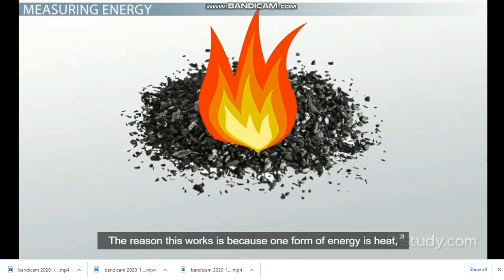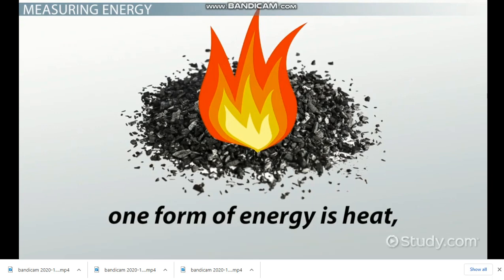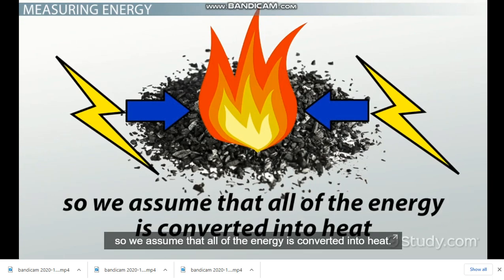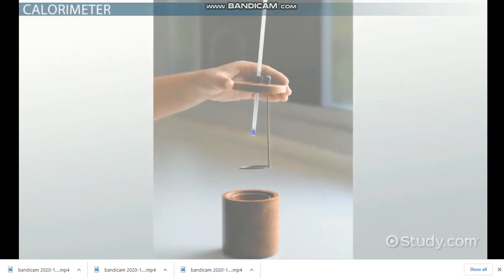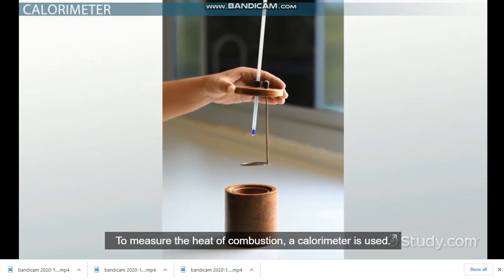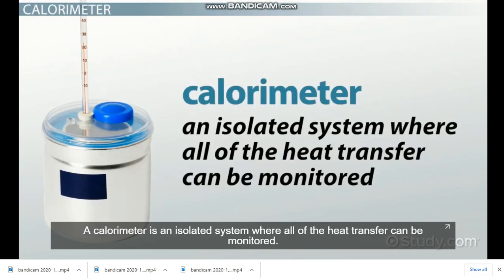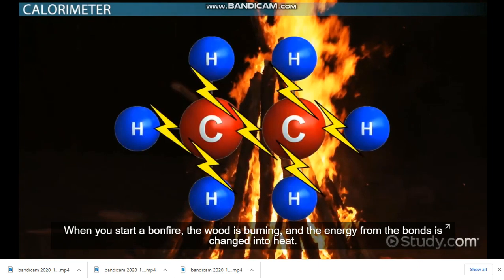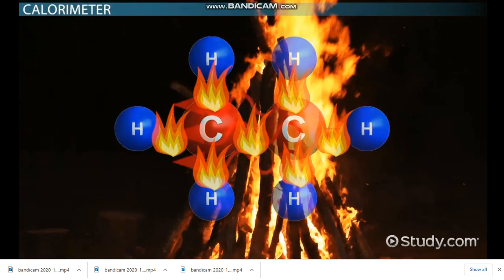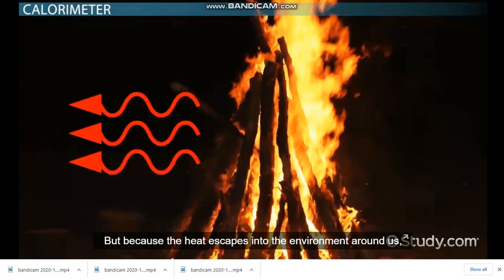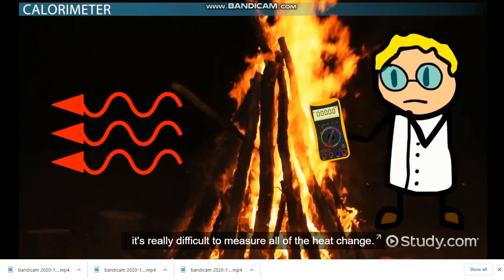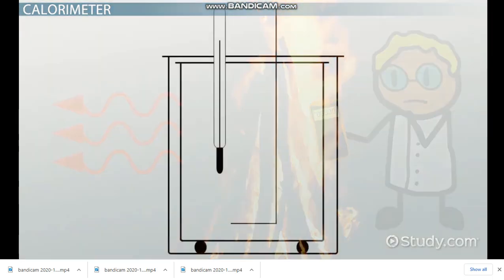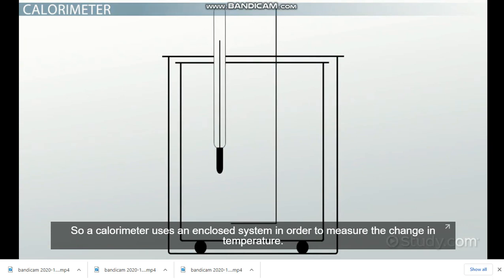The reason this works is because one form of energy is heat, so we assume that all of the energy is converted into heat. To measure the heat of combustion, a calorimeter is used. A calorimeter is an isolated system where all of the heat transfer can be monitored. When you start a bonfire, the wood is burning and the energy from the bonds is changed into heat. But because the heat escapes into the environment around us, it's really difficult to measure all of the heat change. So a calorimeter uses an enclosed system in order to measure the change in temperature.